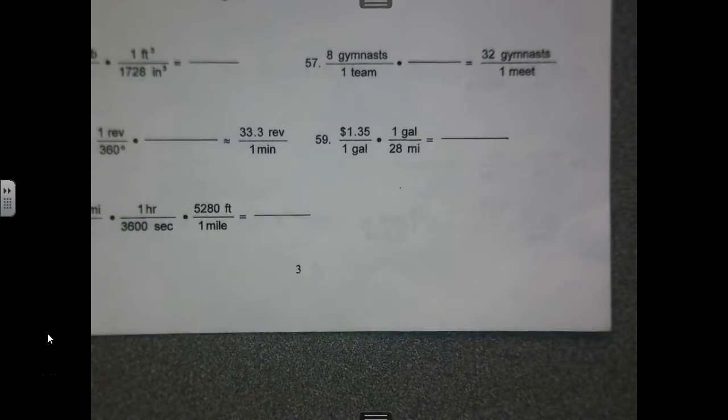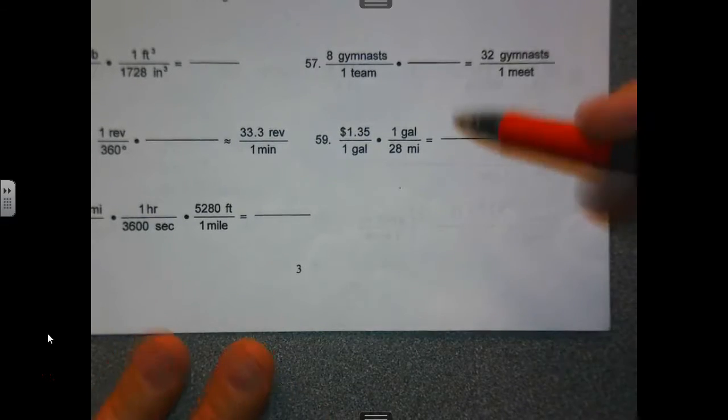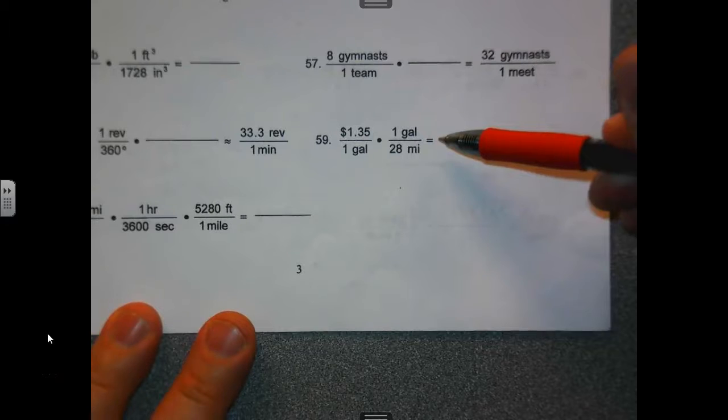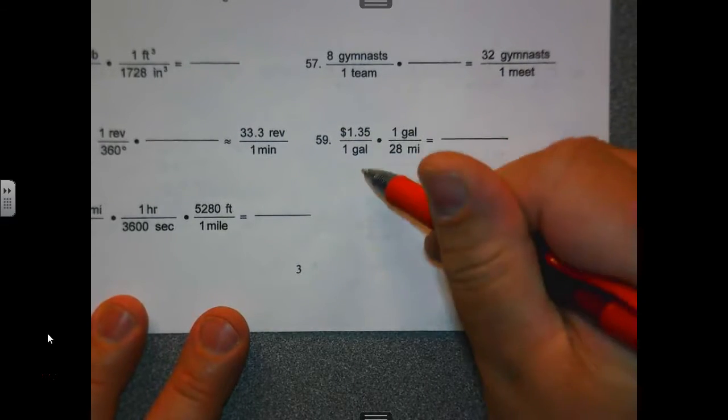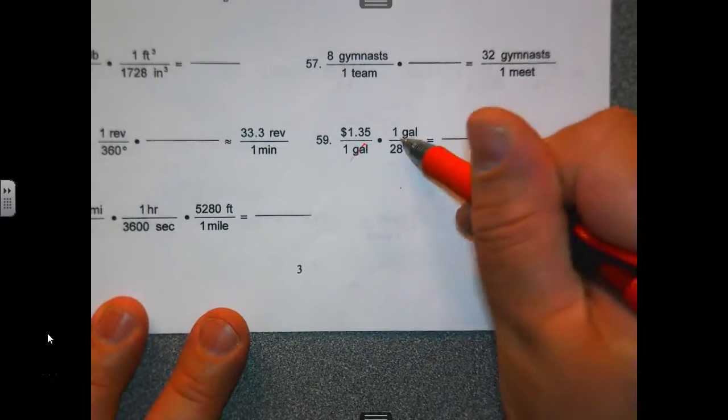Okay, so this is 1.6 day one continued. Let's look at 59 for a second. We're going to cancel out the labels like we learned yesterday, so gallons are going to cross out.